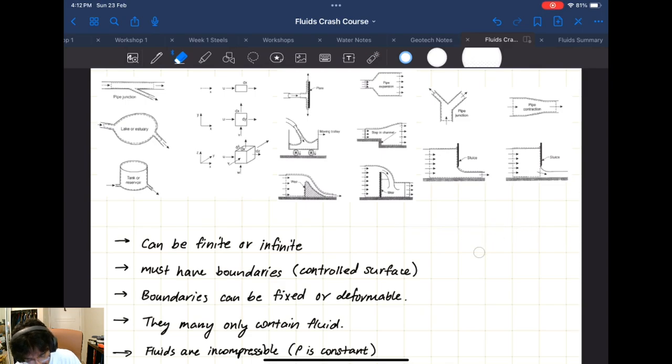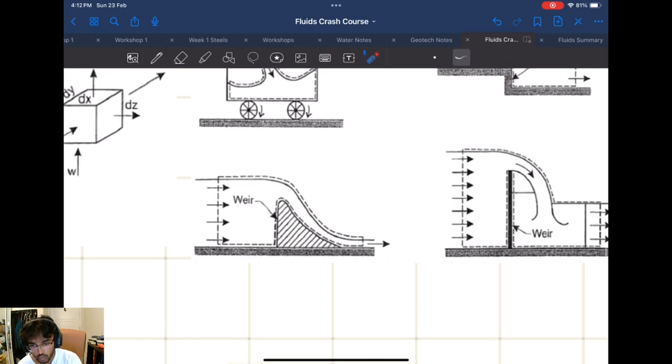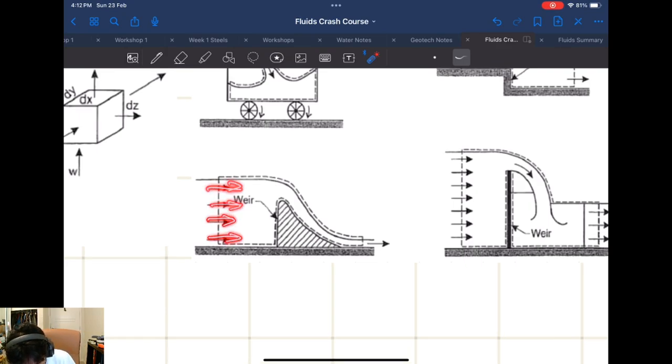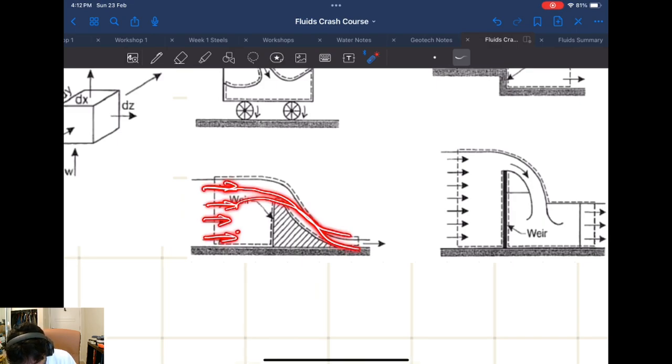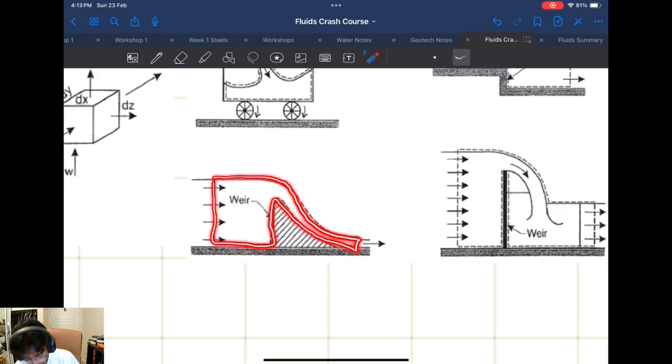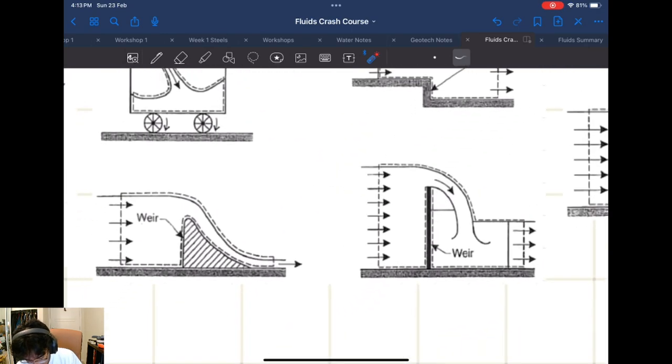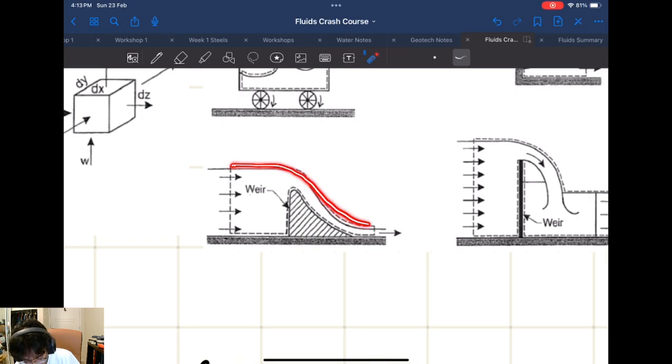The deformable ones, an example of that is the open surface. So if we're taking a look at something like a weir, we've got water flowing this way, like that. So the boundary here, not the boundary layer, the control surface, is deformable because it's exposed to the open air. Whereas over here, it's fixed. And over here, it's also fixed.